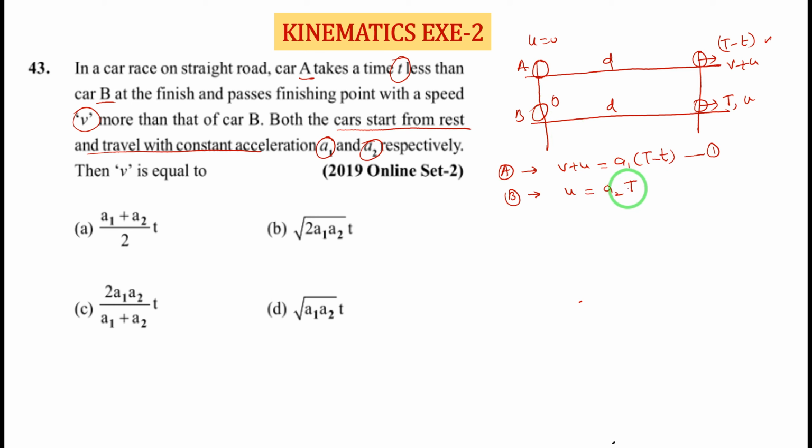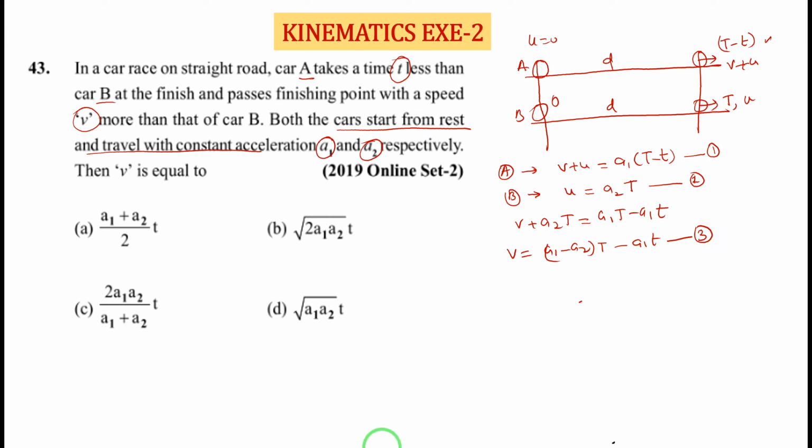Now we can substitute capital T or u in equation number 1. We will put u. So v plus a2 into T equals a1 into T minus a1 into small t. Do a little rearrangement, like a1 minus a2 into capital T equals a1 into small t. Now keep equation 3 in hand.